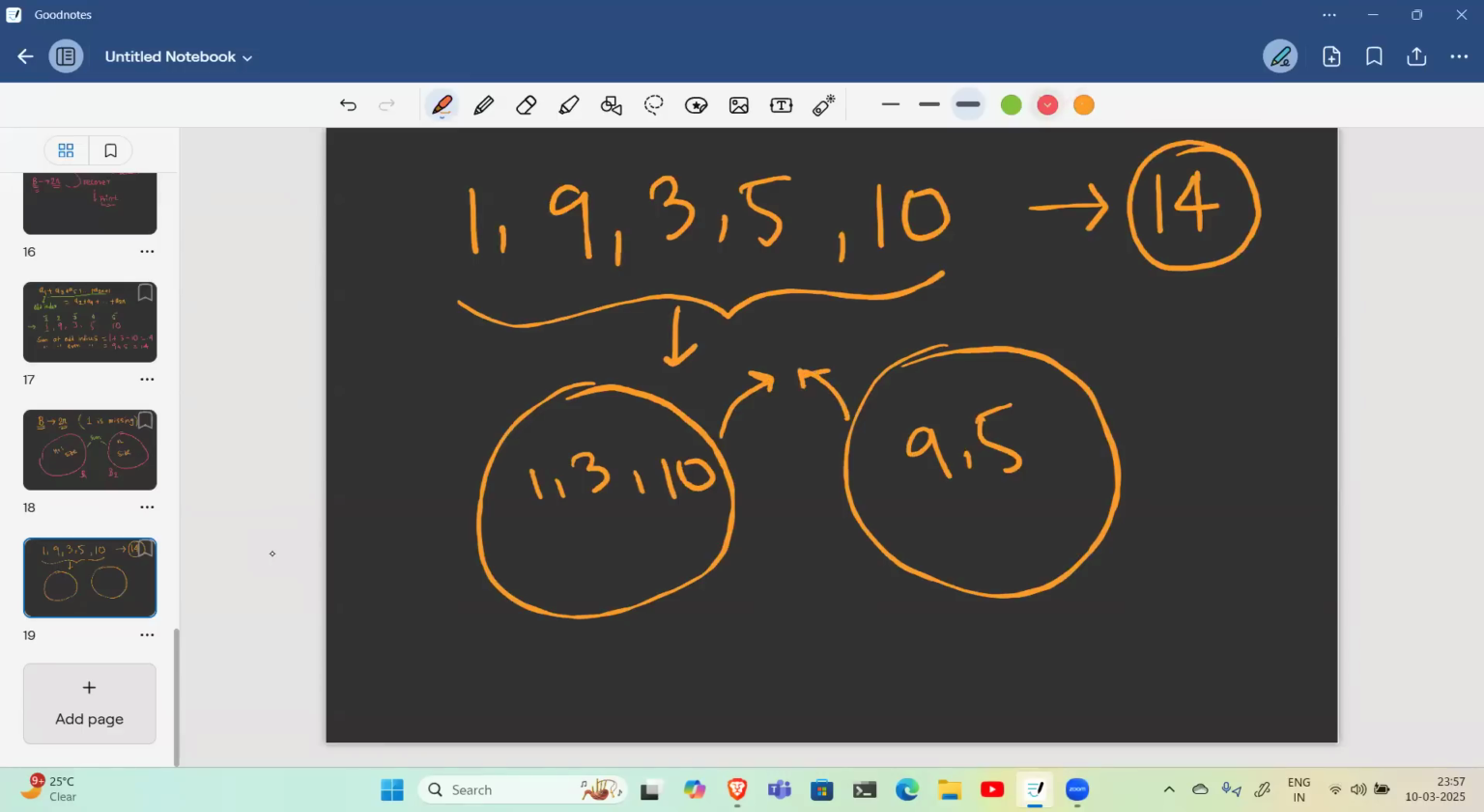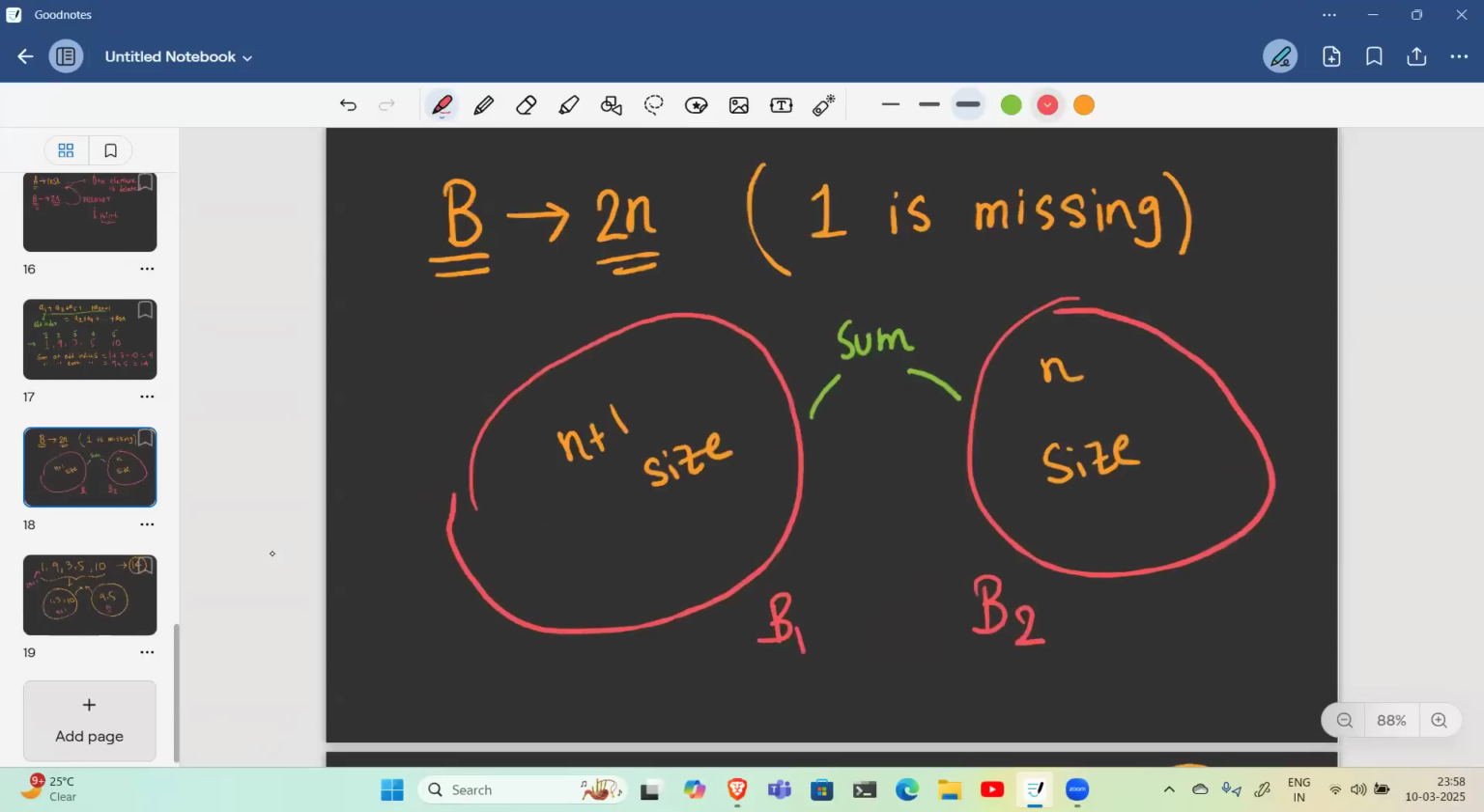And apart from that, this bag has size n plus 1. This bag has size n, right? This is an array of length 2n plus 1. So that means if I can construct two such bags, one of size n plus 1, the other of size n, such that their sums are equal, then I am basically done. Okay, so is that clear?